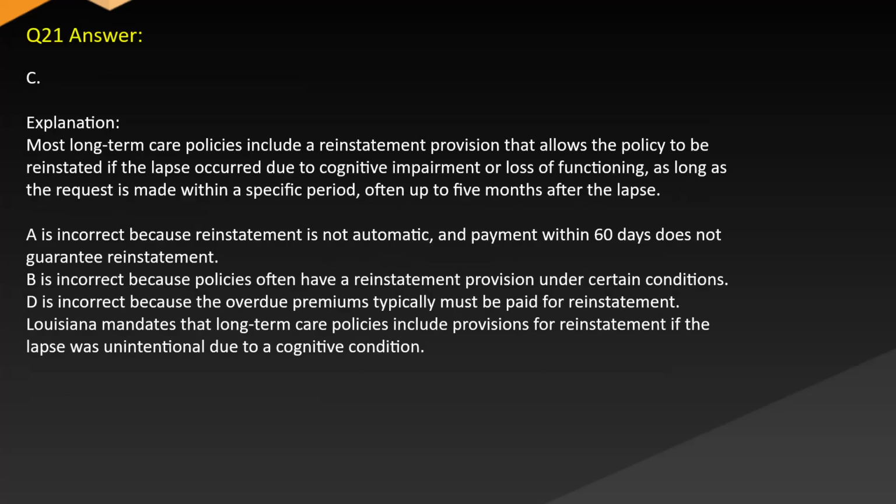Answer. C. Explanation. Most long-term care policies include a reinstatement provision that allows the policy to be reinstated if the lapse occurred due to cognitive impairment or loss of functioning, as long as the request is made within a specific period, often up to 5 months after the lapse.